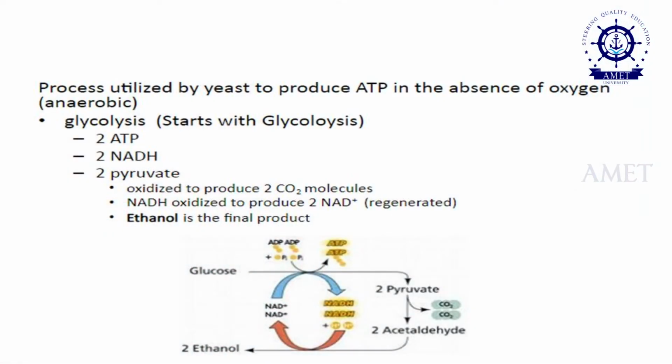In glycolysis, 2 molecules of ATP are produced and 2 molecules of pyruvate are released. The 2 molecules of pyruvate are then converted to produce 2 molecules of carbon dioxide, and ethanol is the final product formed. So this is the previous picture, which I have put here for a clear explanation.